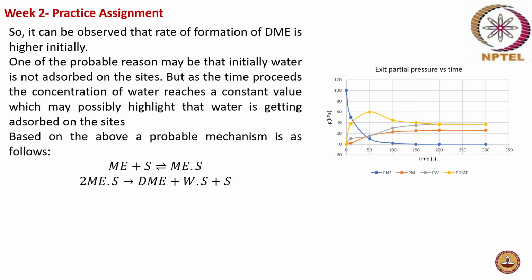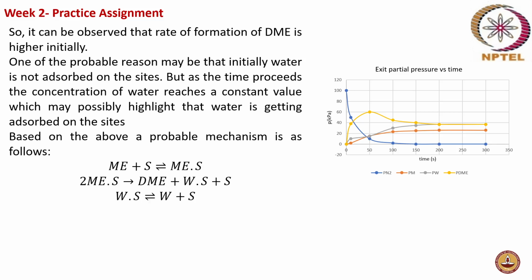The second step: 2 methanol will form DME plus water that is adsorbed on the active site, plus one free active site. Since you have this stoichiometric equation with two molecules of methanol reacting, there will be two active sites. So 2 methanol and active sites will react, and in one of the active sites water is getting adsorbed and the other active site is free. This is step 2. One more thing you can observe is that this is an irreversible step, which is what we are proposing. Keep that in mind.